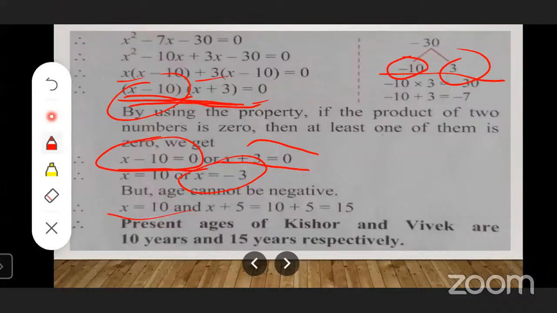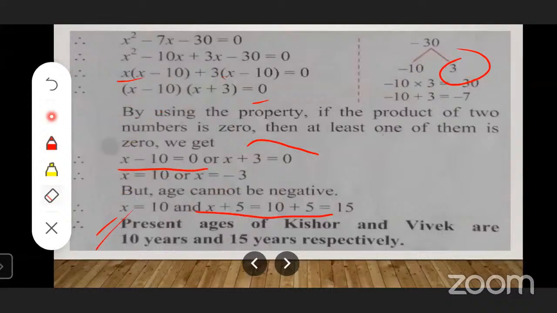Now once you find X is equal to 10, find out what is X plus 5. X plus 5 is equal to 10 plus 5 is equal to 15. Means in this way you will get the present ages of Kishore and Vivek. So Kishore's age is what? X is equal to 10, that is 10 years. And what is Vivek's age? X plus 5, that is 15 years. So the last line is a must: present ages of Kishore and Vivek are 10 years and 15 years respectively. This last line carries our marks. I think students, you must have understood this. Let us go to the next slide.